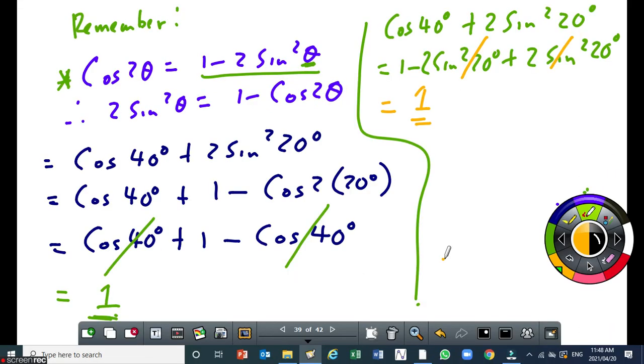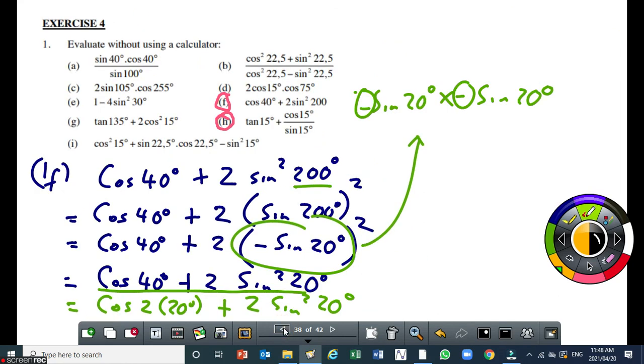Okay, let me carry on to the next. I don't have too much time. So we've got tan 15 degrees plus cos 15 over sine 15. Alright?